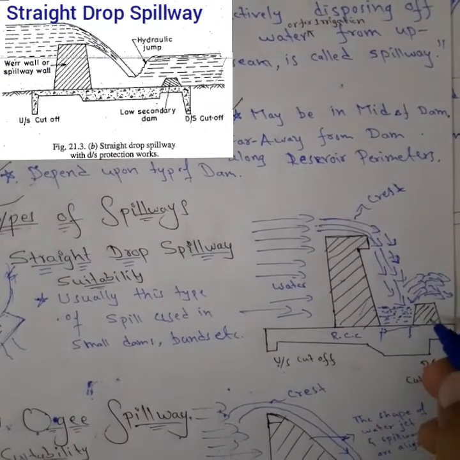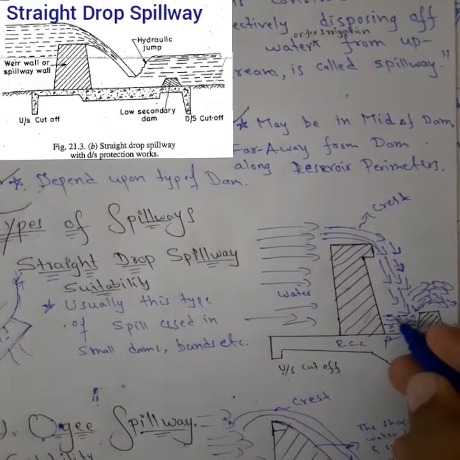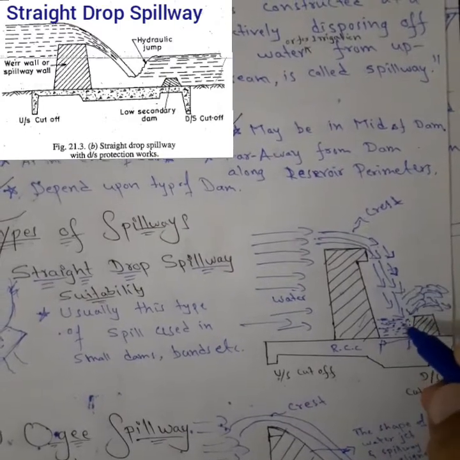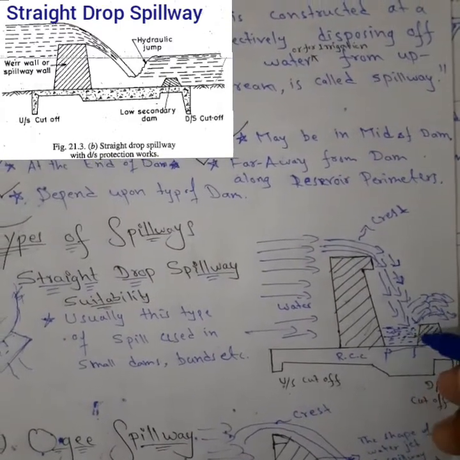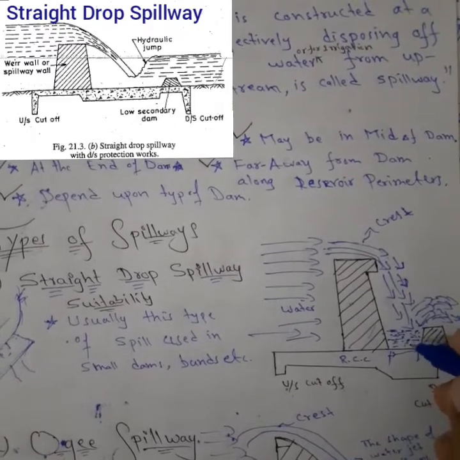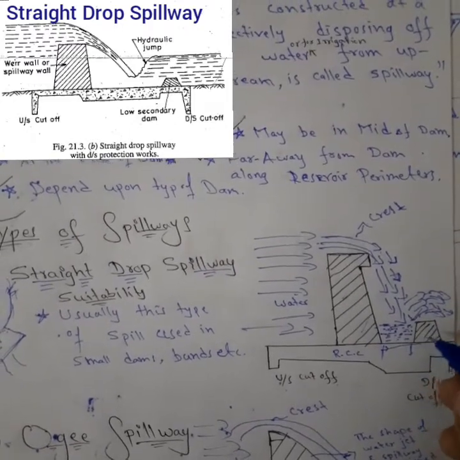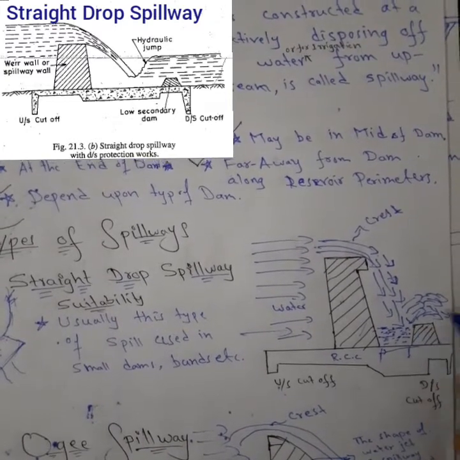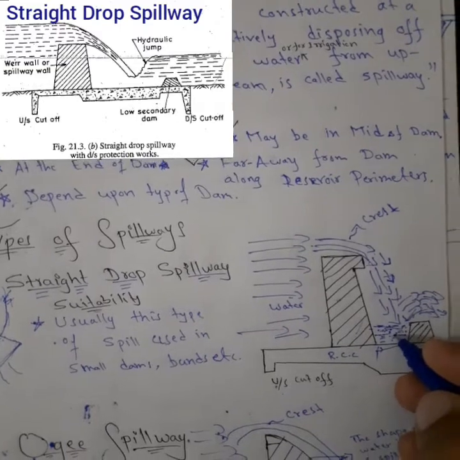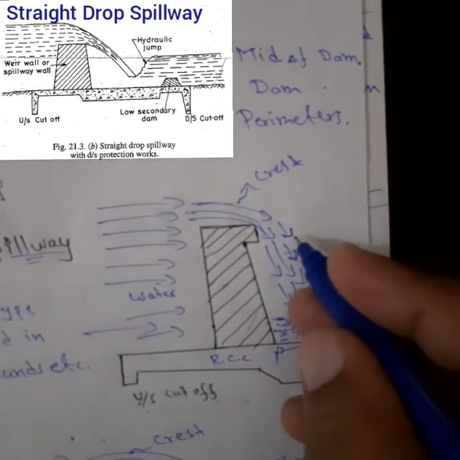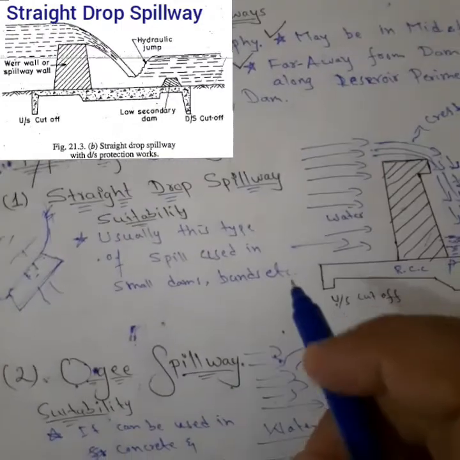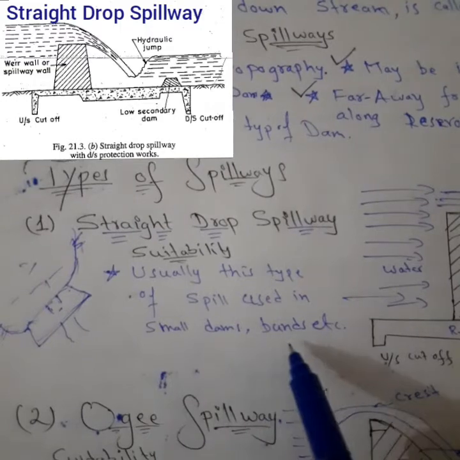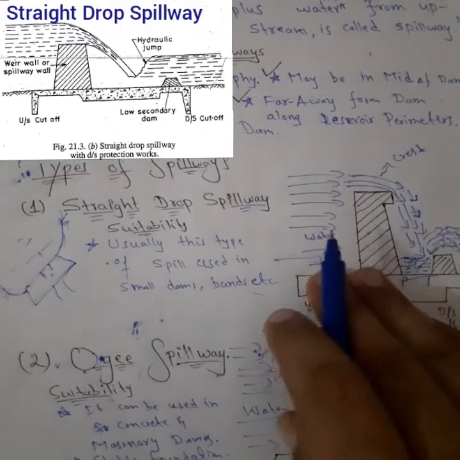The basic purpose of this small dam is to store water here, and then when the water falls in projectile motion onto this water, the energy is dissipated effectively, and the water then goes off along the irrigation channel. So this water is there to dissipate the energy. This is the straight drop spillway. Usually this type of spillway is used in small dams, bunds, etc., not for bigger structures.